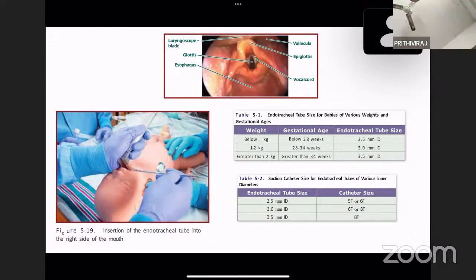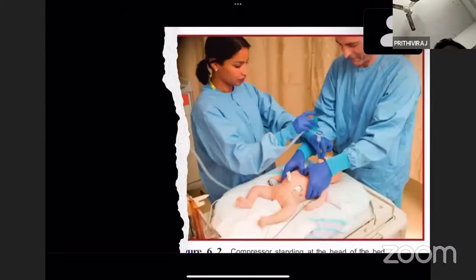The ET tube should be inserted through the right side of the angle of the mouth. Then it has to be fixed. Position must be checked and then fix the tube. After fixing the tube, the person who is going to give the chest compression should be at the head end of the child, as the picture tells here, and you should use the two-thumb technique.